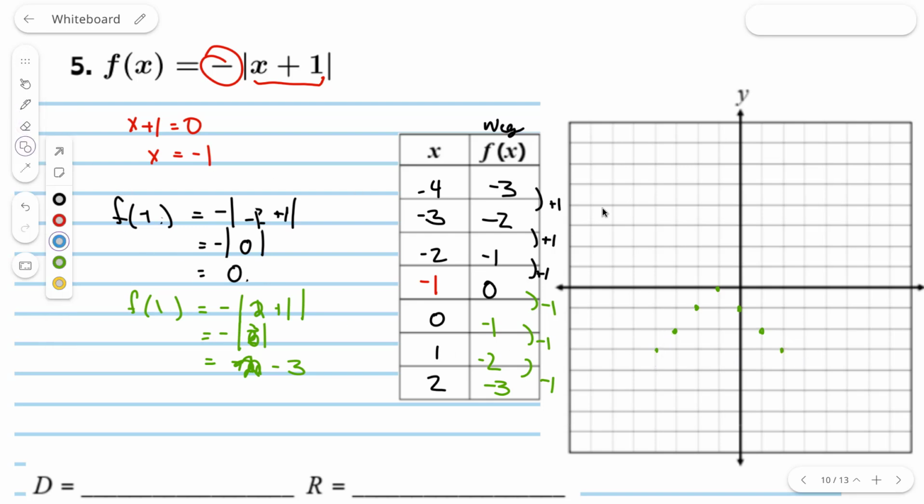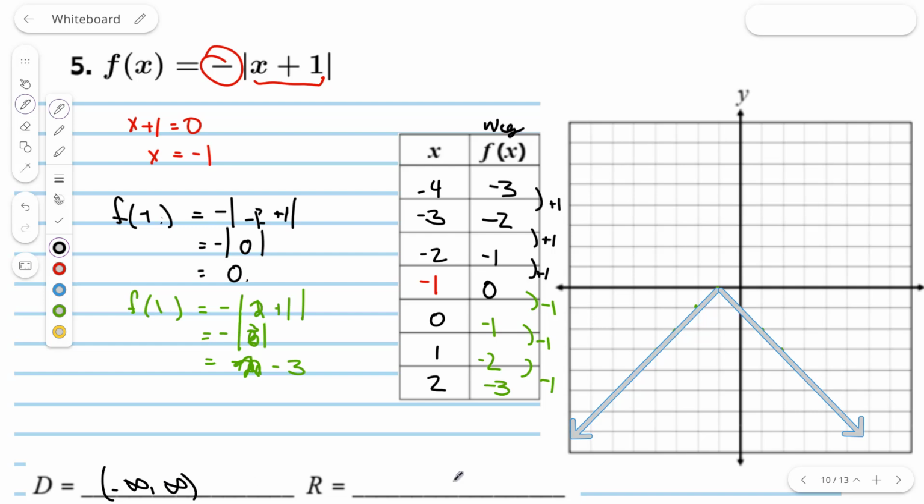And so I'm going to come in and graph that line, going left and right. We have this time our absolute value is upside down. And so when we're graphing this, our domain, we're still going all the way to the left and all the way to the right. So it's still negative infinity to infinity. But my range, now my lowest is at these arrows, so negative infinity. And I stop here at 0.